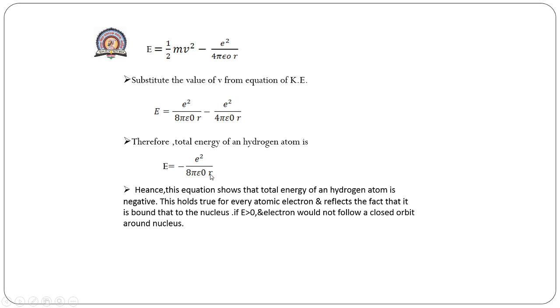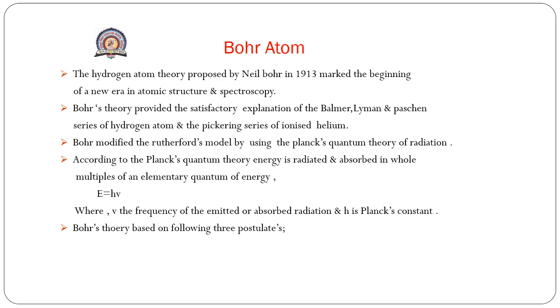This holds true for every atomic electron and reflects the fact that it is bound to the nucleus. If E is greater than 0, an electron would not follow a closed orbit around the nucleus.